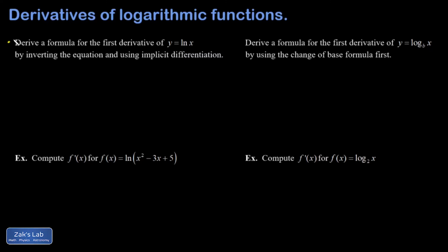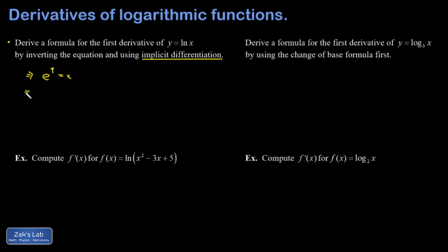First, we're asked to derive a formula for the derivative of the natural log function by inverting this equation y equals natural log x. In other words, I want to re-express it as e to the y equals x. And then this idea of implicit differentiation, it's really just another way of looking at the chain rule.